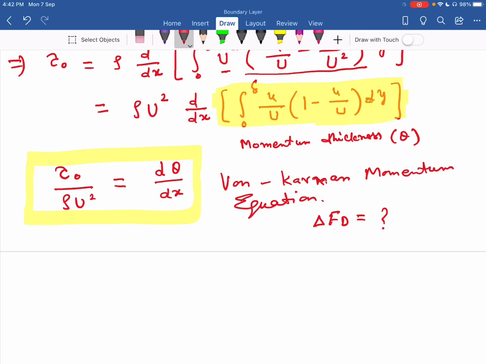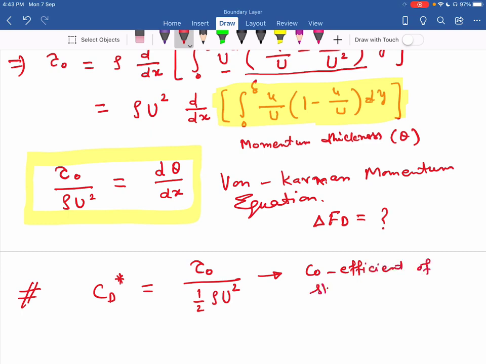Now we have two or three more terms related to this frictional drag. The one term is CD star. This CD star is equal to tau O divided by 1 by 2 rho U square. This CD star is called the coefficient of skin friction.